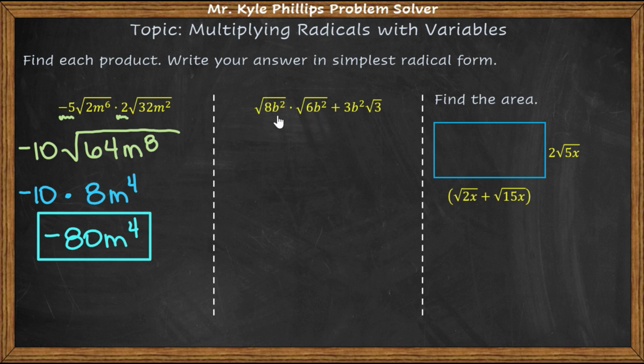Here in the middle, remember, order of operations never goes away, so we have to multiply before we can add. So we're going to multiply the numbers and multiply the variables. Here, multiply the numbers, add the exponents. So 8 times 6 is going to give us 48. B squared times b squared is going to give us b to the 4th.